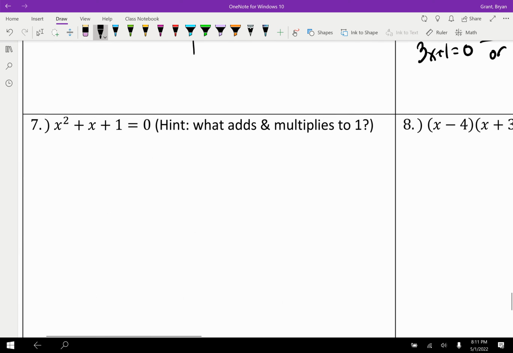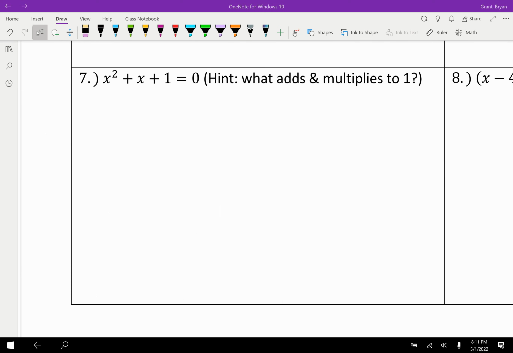All right, 2 to go. x squared plus x plus 1 equals 0. Okay, well, let's go ahead and put this into factored form. We're already equal to 0, which is nice. There's a hint up here.